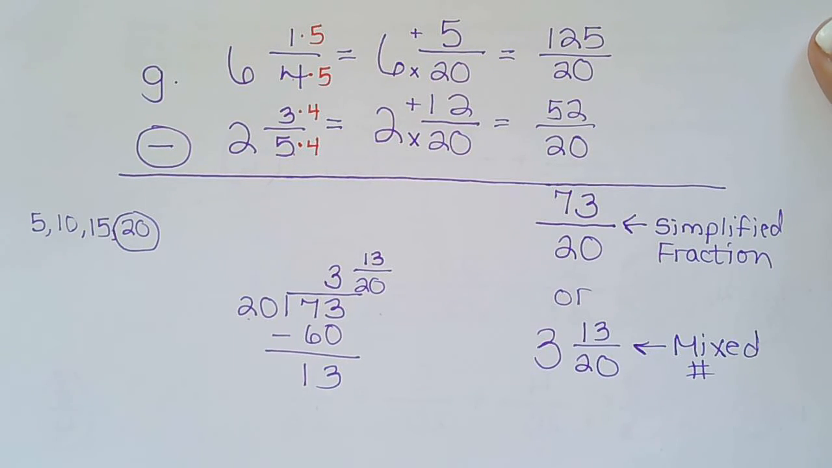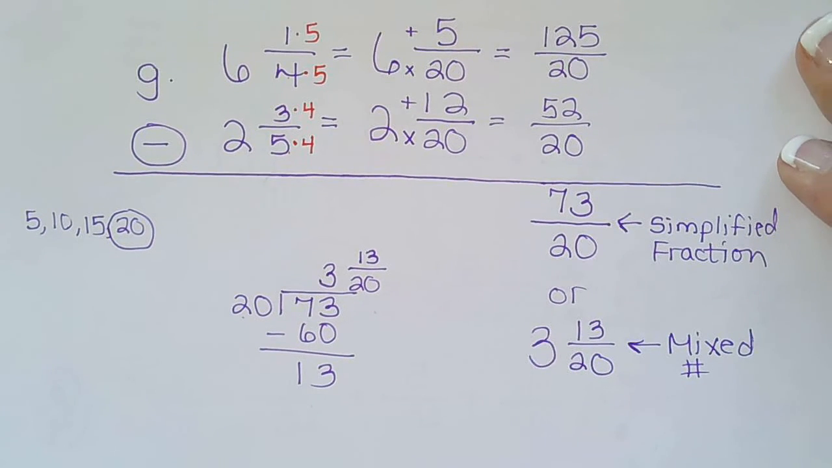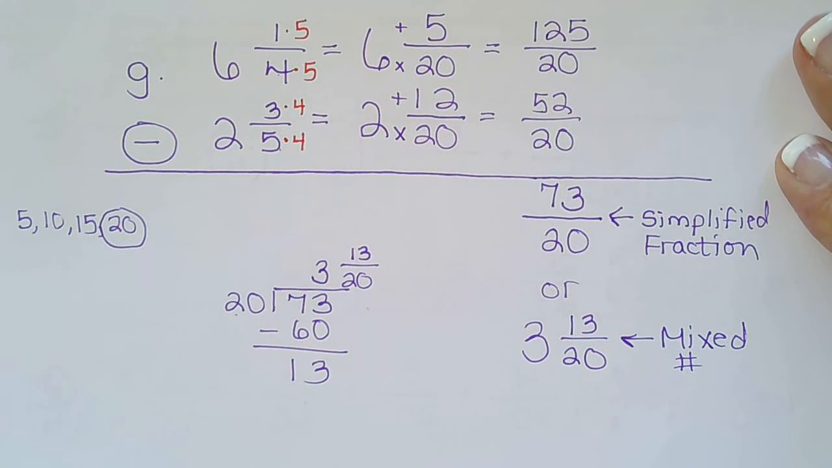So you just have to read the directions carefully, especially when you're taking electronic tests, so that you make sure and leave it in the form. If it doesn't say a form, then just stop on that first step. Okay? So if they want a simplified fraction, that's it. If they want a mixed number, that would be it.